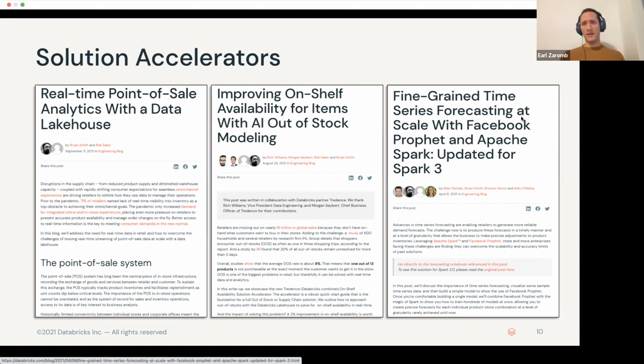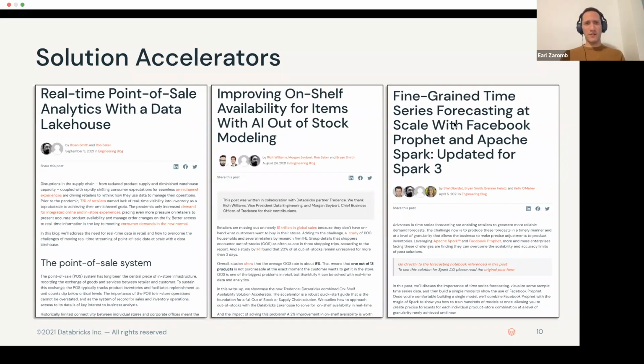Or we have fine grain time series forecasting, which is really for demand forecasting, to be able to get down to individual SKUs at individual stores and make sure that you have everything well stocked, and be able to project well into the future so that you can plan for future demand. So there are a lot of examples of great solution accelerators, and this is just retail. There's obviously plenty for other industries.